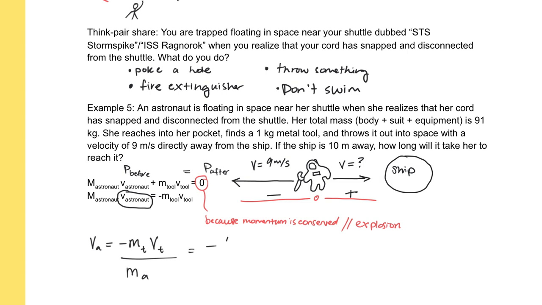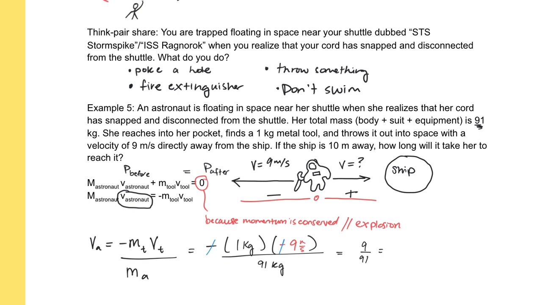So then that's going to be equal to negative, what is the mass of the tool? 1 kilogram. Is it 9 or negative 9? Negative 9. Yeah, so don't forget that negative because it's in the negative direction. And then the mass of the astronaut? 91 kilograms, yeah. So then essentially, these negatives cancel out into a positive, and then our answer will be 9 over 91. Someone do that in their calculator real quick?